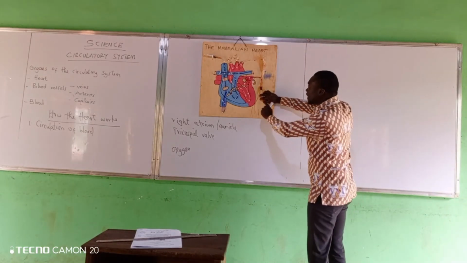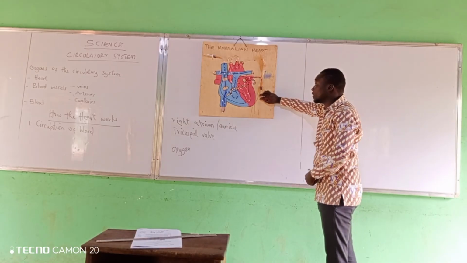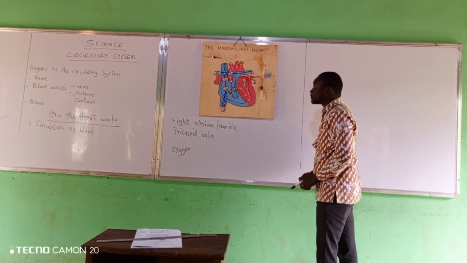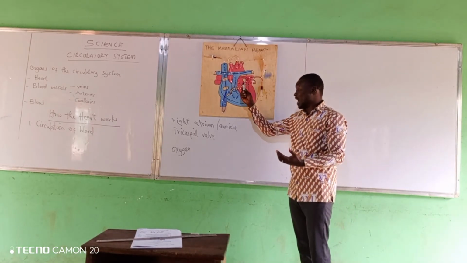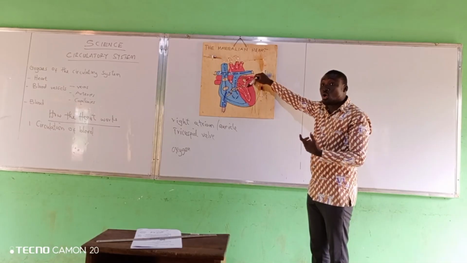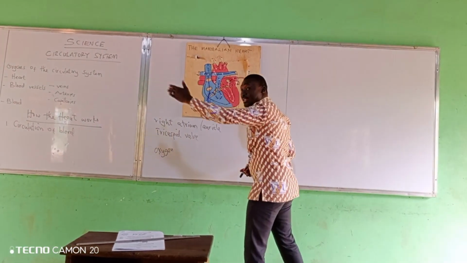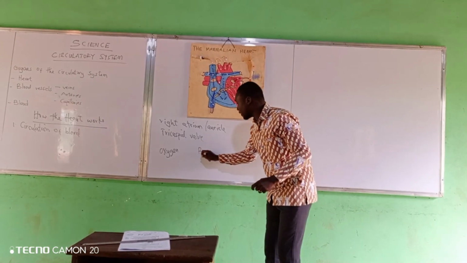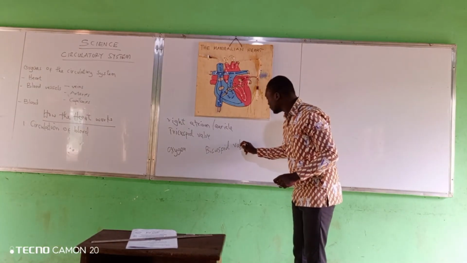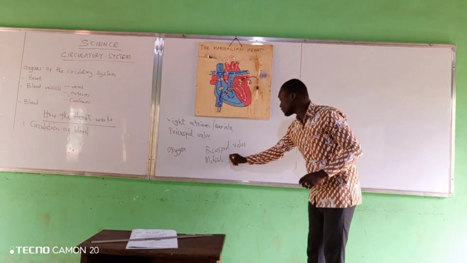Then it will enter the left auricle, or left atrium. The other name is left atrium. Then it passes through another valve here, called the bicuspid valve or the mitral valve. The other one is the tricuspid, and this valve is called the bicuspid valve, or the mitral valve.